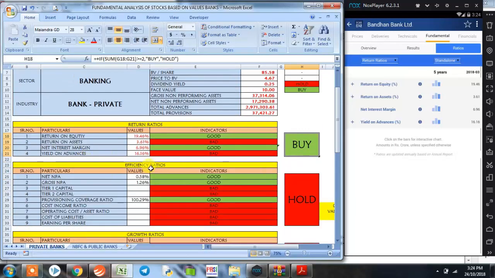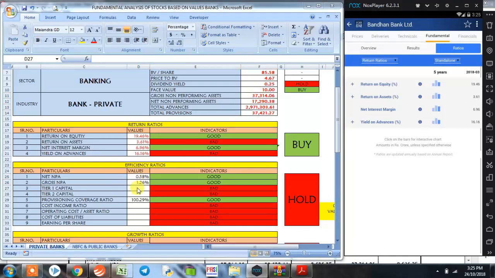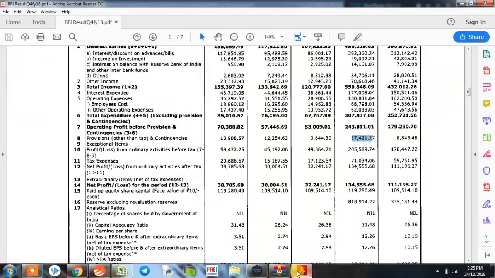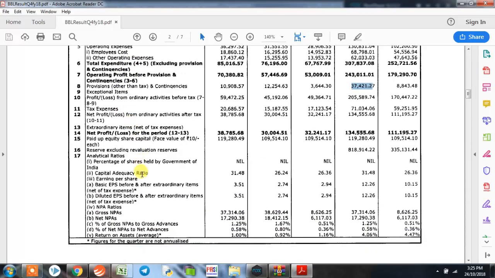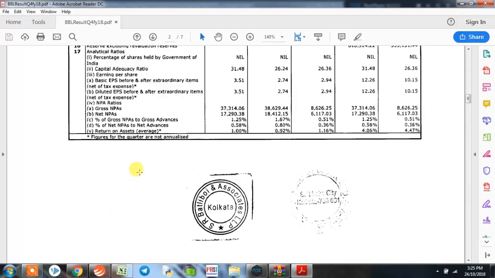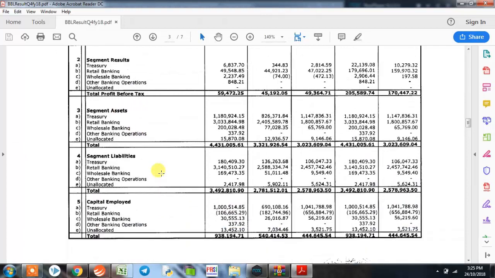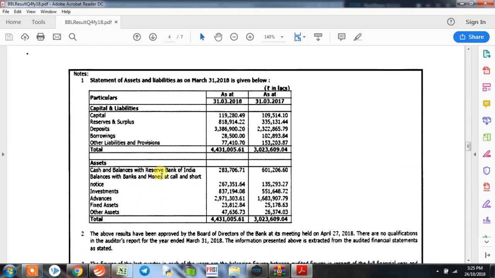Now coming on to the efficiency ratio, we can see the net NPA of Bandhan Bank is 0.58%, which we have calculated from this value. The gross NPA is 1.26%. For tier 1 capital and tier 2 capital, we'll again have to go to the balance sheet. So we go to the balance sheet, we check for tier 1 capital. Here it is not provided. Here also it is not provided.